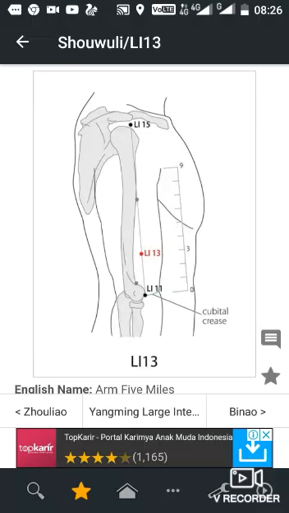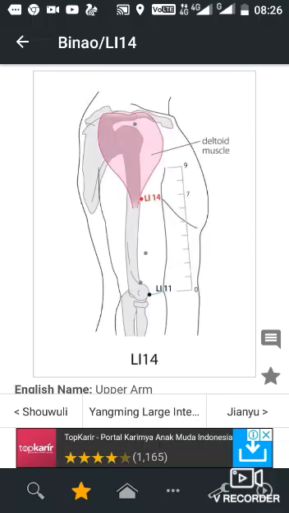Large Intestine 13, location: lateral aspect of the upper arm, 3 cun above Quchi, LI11, on the line connecting Quchi, LI11, with Jianyu, LI15. Large Intestine 14, location: on the line connecting Quchi, LI11, with Jianyu, LI15, 7 cun above Quchi, LI11, at the end of the deltoid.